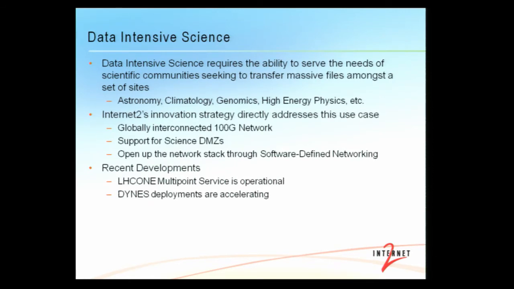Just 2 quick slides on the drivers here. One of the drivers is data-intensive science. The previous speaker talked about elephant flows, the ability to transfer massive files amongst a set of sites. What we're trying to do to address this use case is create a globally interconnected layer 2 network, but also support Science DMZs as ESnet has defined, and I'm sure Andrew may talk about them a bit. And then opening up the network stack through software-defined networking.